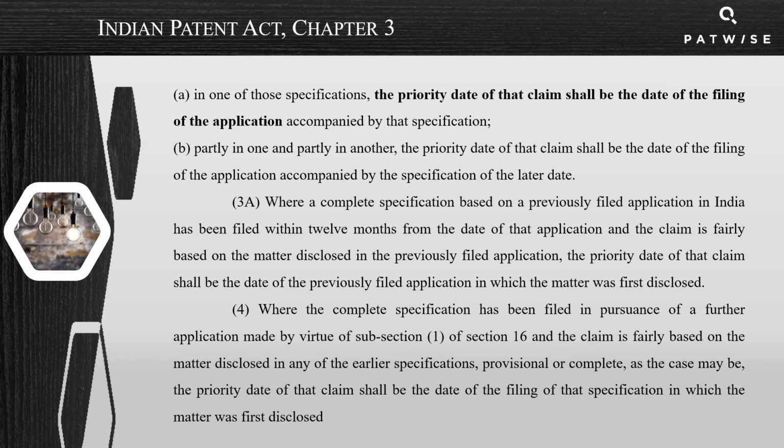Now further, if both A and B provisional specifications disclose part of the invention, that is, part of the complete specification is from A and part of the complete specification is from B, then the later date of the both provisional specifications shall be the priority date of the complete specification. Now, according to subsection 3A, where a complete specification has been filed in pursuance to a provisional specification within the 12 months time, then the complete specification's priority date shall be that of the provisional specification in which the matter was first disclosed.